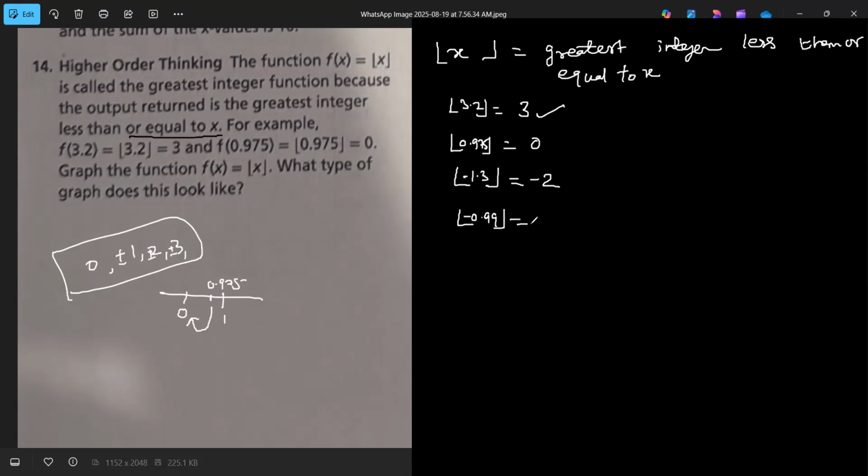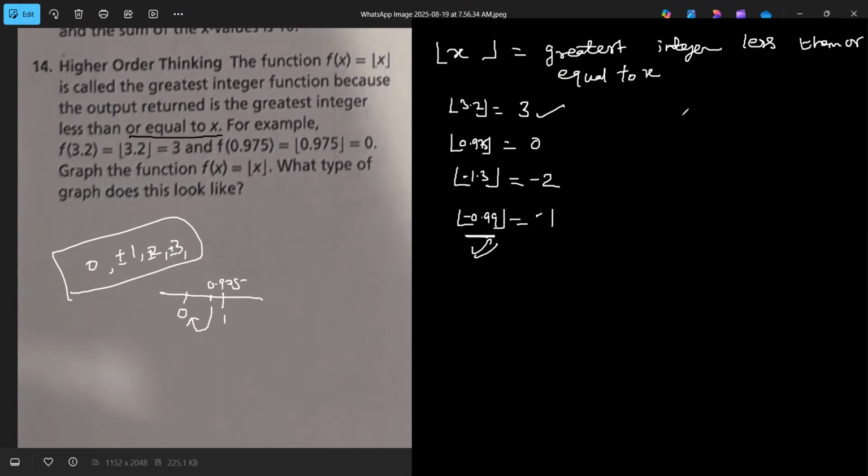So what is the value of minus 0.99? What integer will be there which is less than minus 0.99? Integer less than... No, 0 is greater than minus 0.99. Oh, wait, yes, it is greater than minus 1. Now you understood? Wait, are you saying negative 0.99? Yes, negative 0.99. Oh, yes, I understood.